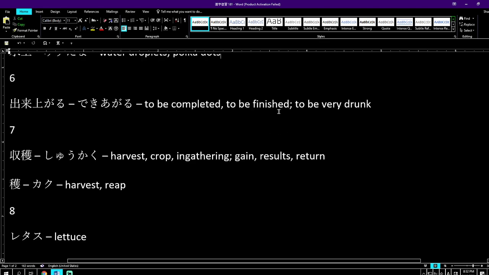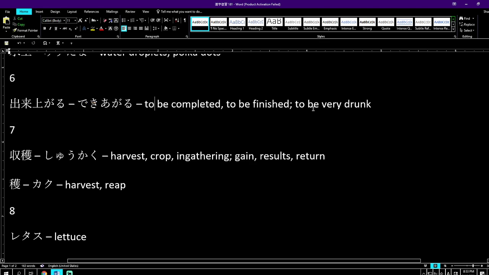Number 6 is dekiagaru. Dekiagaru is to be completed, to be finished, or to be very drunk. Like you're finished off drunk. Dekiru is something that can be done. And agaru is to give something or to raise something. So you've raised it to whatever level you could. You have completed it, you finished it, or you're very drunk.